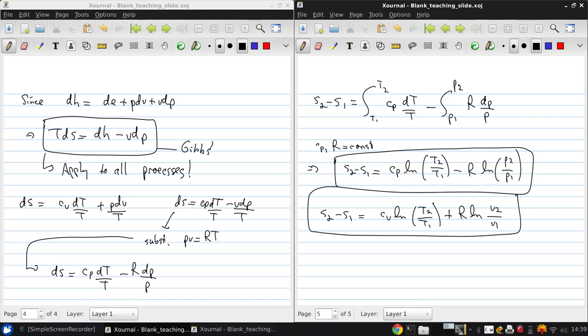So these equations allow us to actually calculate changes in entropy, and we see that the entropy is just another property or state variable, and it's just a function of, say, the pressure and temperature, or the specific volume and temperature. So ultimately, entropy is no different than internal energy, pressure, temperature, enthalpy, or any other property.